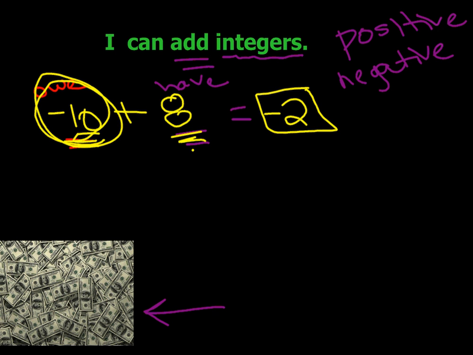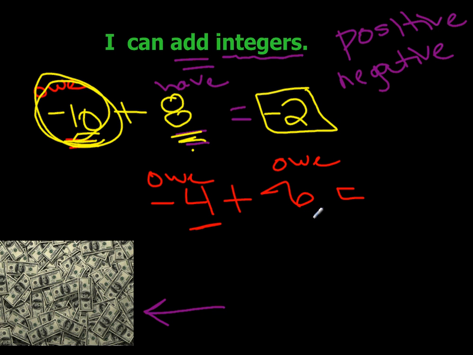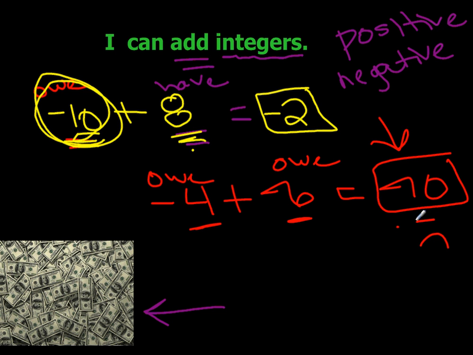So I can use the same thing even if I had two negatives. If I had -4 plus -6, now I owe and I owe some more. I'm not in good shape at all. If I owe someone $4 and I owe someone else $6, when I combine all my debt, I owe a total of $10. So I get a negative $10. Sad for me.